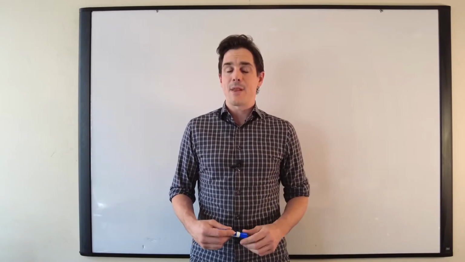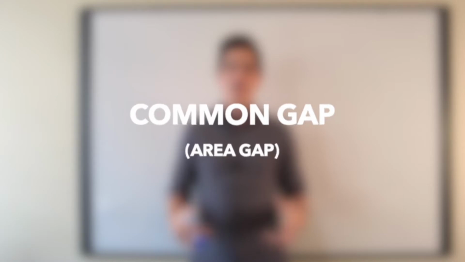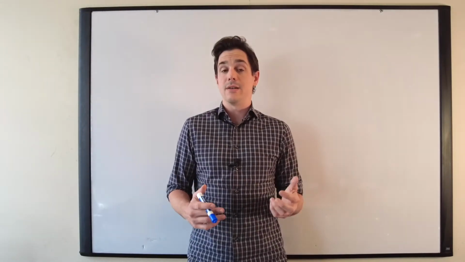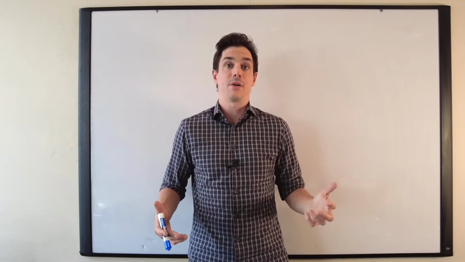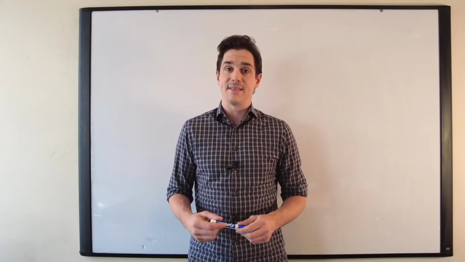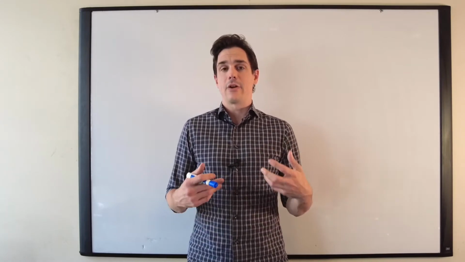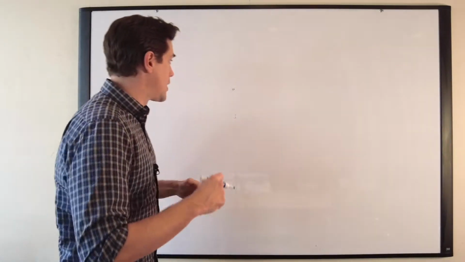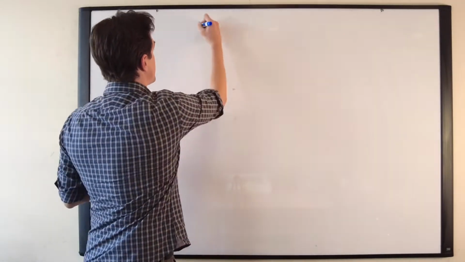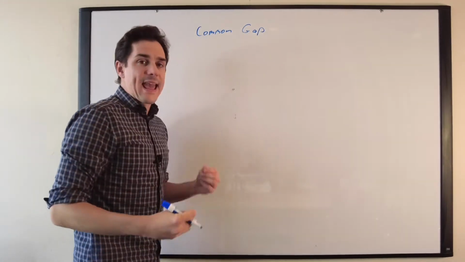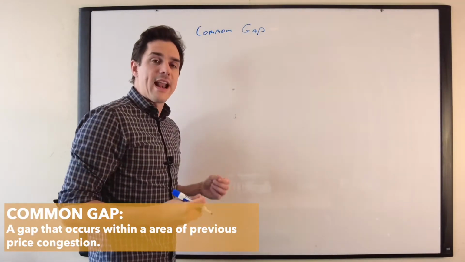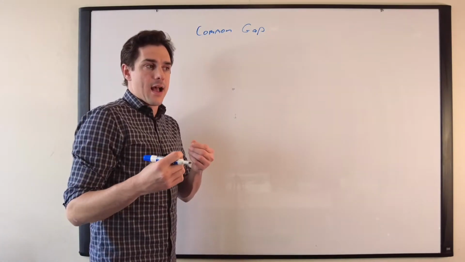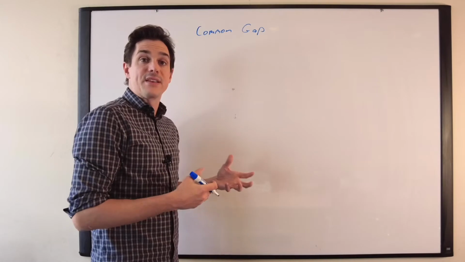The first type of gap that I want to speak about is called the common gap, also known as the area gap. The reason why it's called a common gap is probably because this is the most common or typical type of gap that we see on a day-to-day basis. The common gap is a gap that occurs within an area of previous price congestion. Or in other words, it's a gap that's occurring where the stock has traded previously in the past.